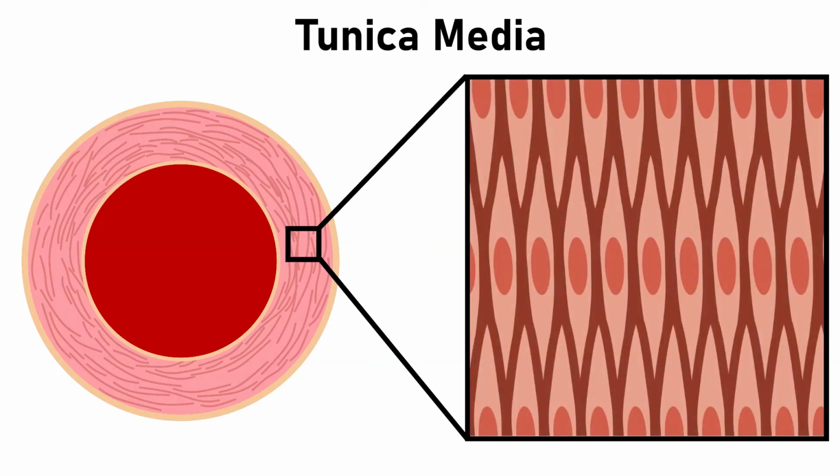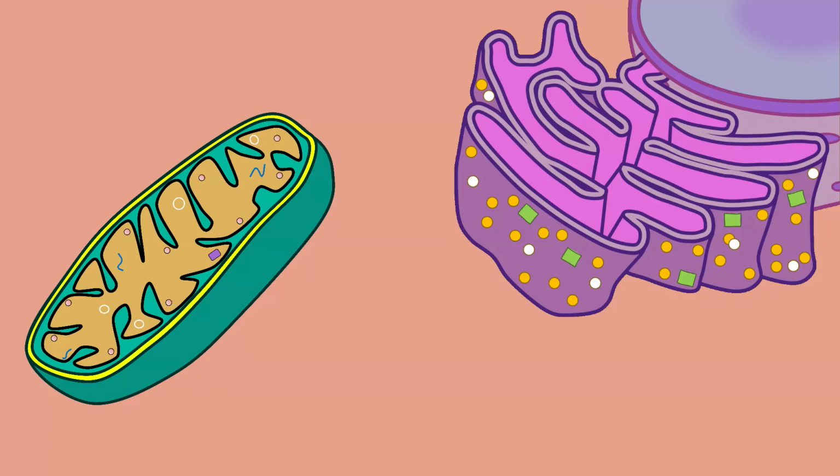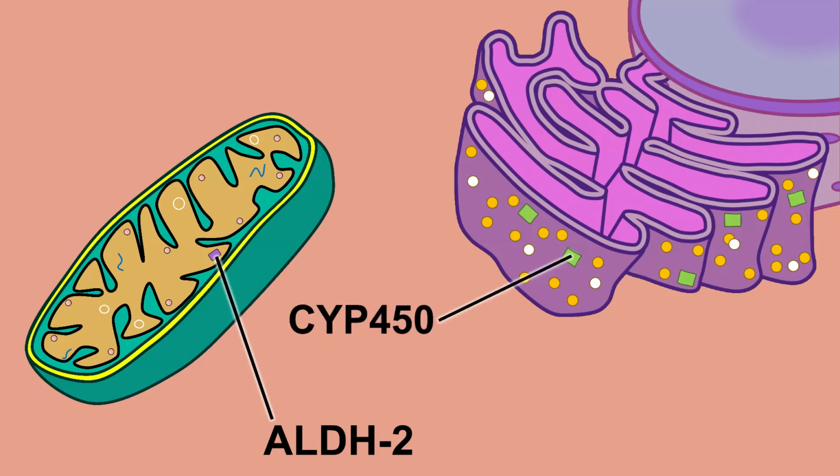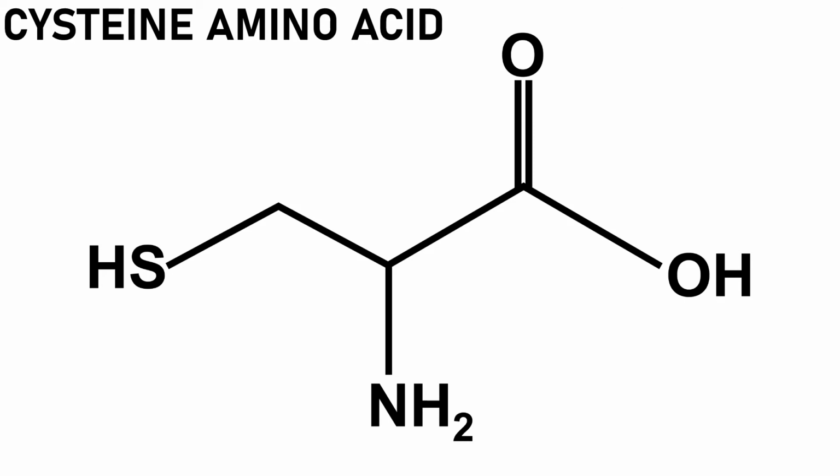The nitrates are liberated from GTN within the muscle cells that line the blood vessels. This is either within the mitochondria by an enzyme called ALDH2, or within the endoplasmic reticulum by a family of enzymes called cytochromes P450, or CYPs. In both enzymes, their active sites contain cysteine residues that react with GTN.